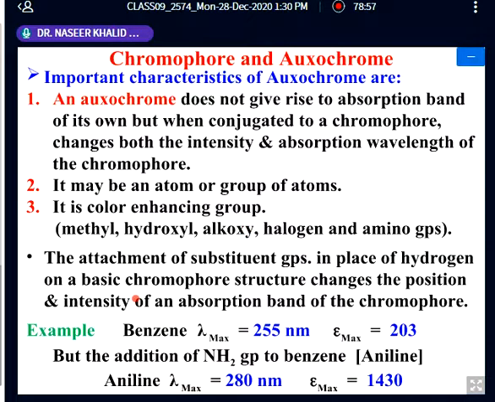of the oxochrome. So they don't absorb on their own, but when they are attached to something else, it will change the absorption characteristics. Okay. Now the attachment of the substituent hydrogen on the basic chromophore structure changes the position as well as the intensity of the absorption band of the chromophore.